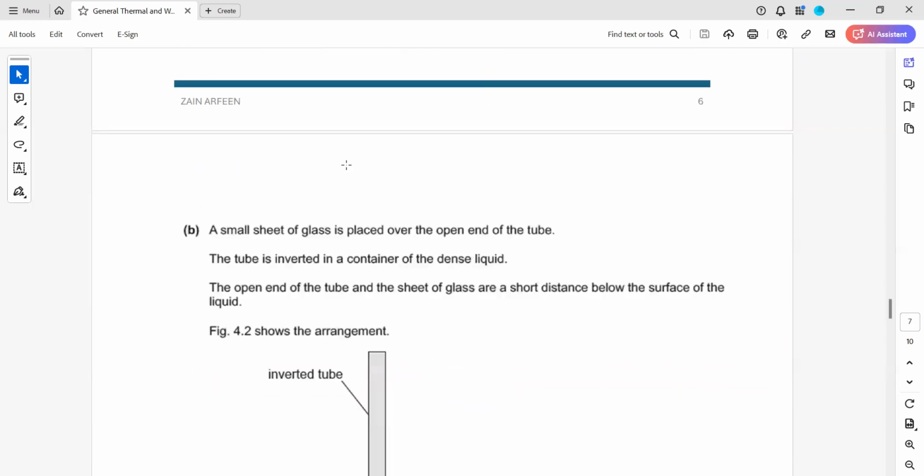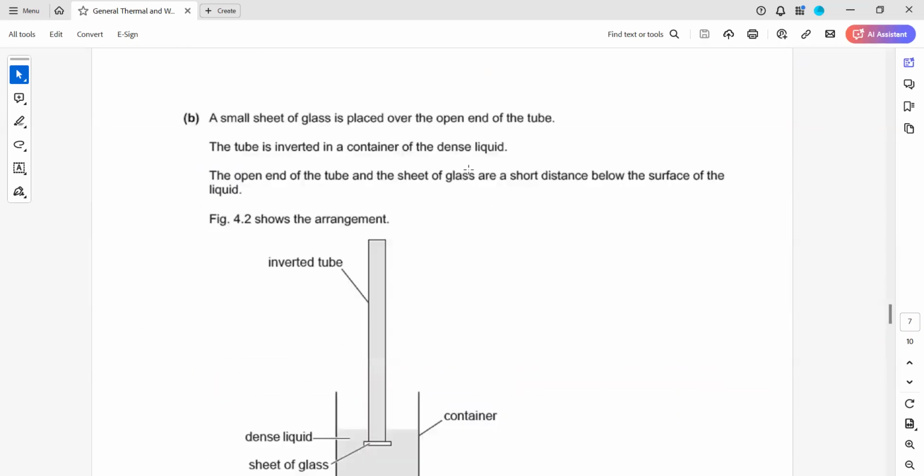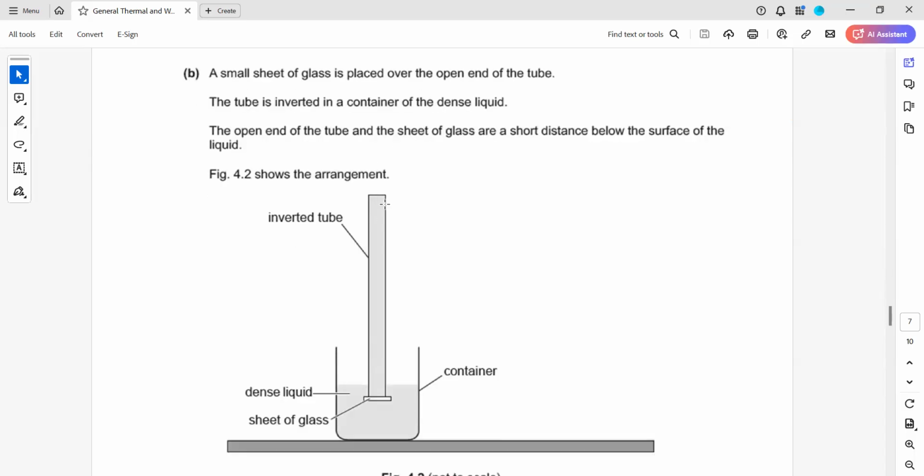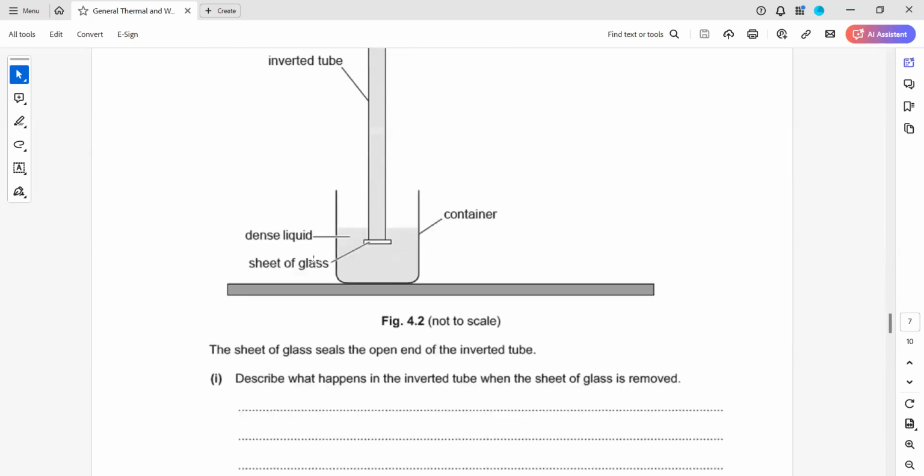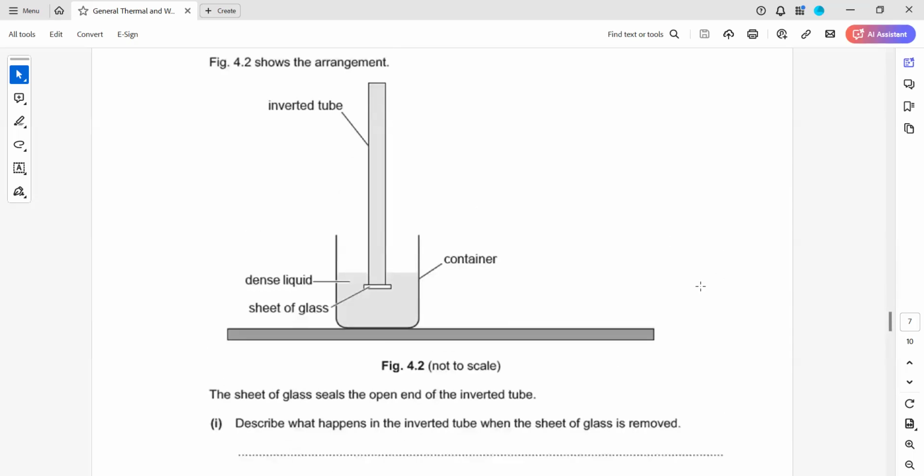A small sheet of glass is placed over the open end of a tube, and that is inverted into a container of a dense liquid. The open end of the tube and the sheet are a short distance below the surface, as you can see. And then the sheet of glass is removed, like we remove. Describe what happened in the inverted tube when the sheet of glass is removed.